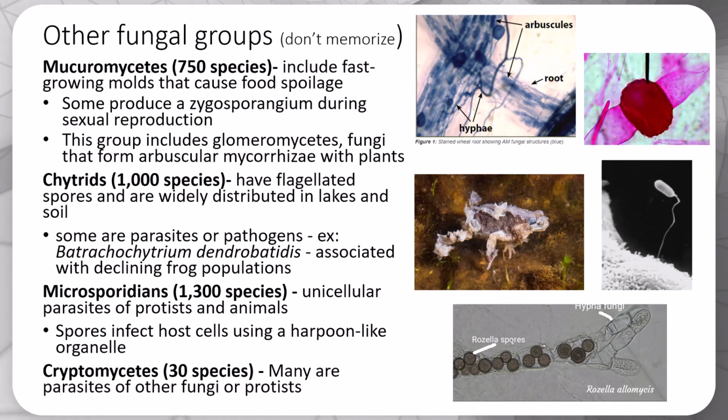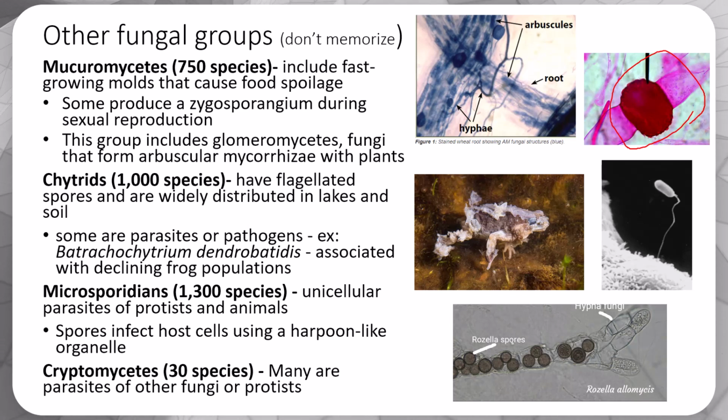So there are other fungal groups. Don't memorize these, but just to introduce you to some fungi. There's the Mucoromycetes, which include fast-growing molds like black bread mold. Some of them produce zygospores during sexual reproduction. This picture over here is a zygospore.